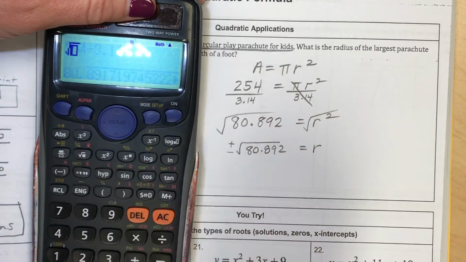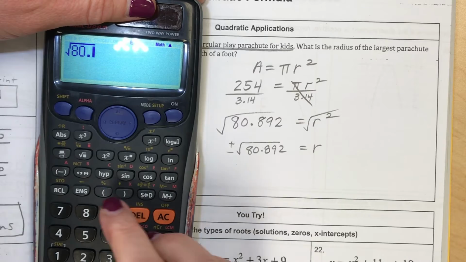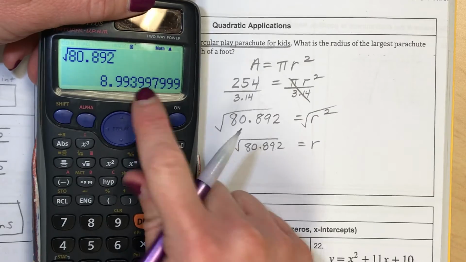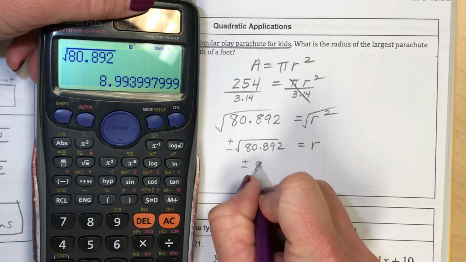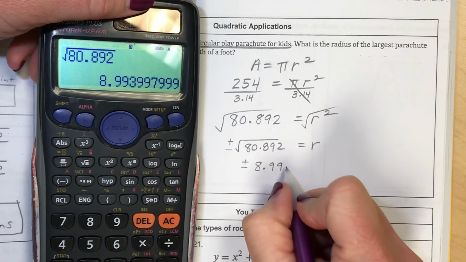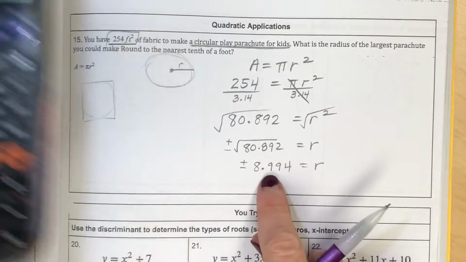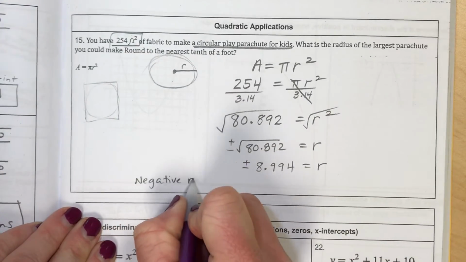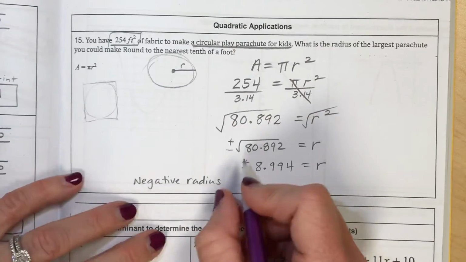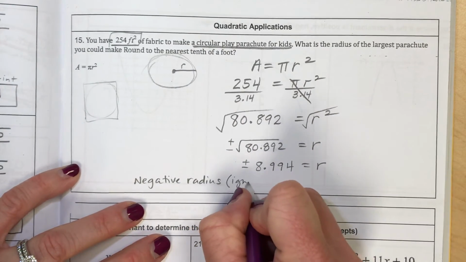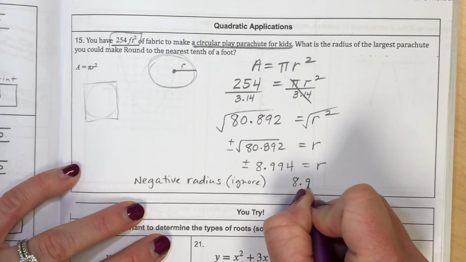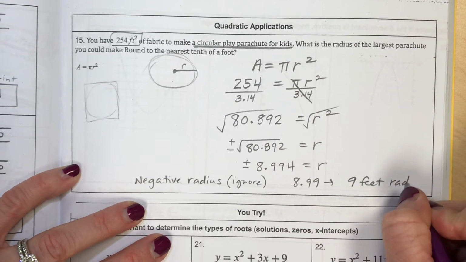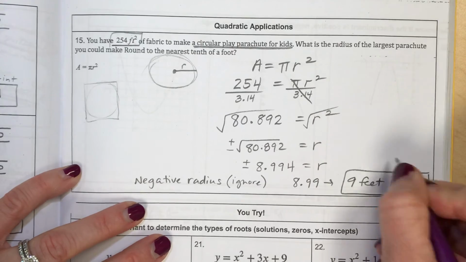So I'm going to take the square root of 80.89. And this is what I could get for my radius: positive and negative 8.99. And since I'm actually dealing with a parachute, the negative won't make sense. So I'm going to disregard that. And so I'm going to have 8.99, which is going to round up to roughly 9 feet for my radius. Here we go.